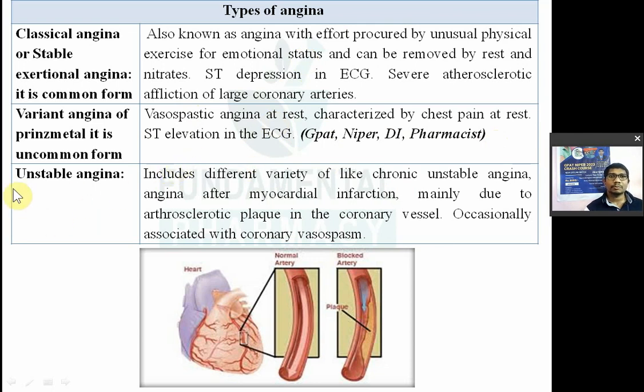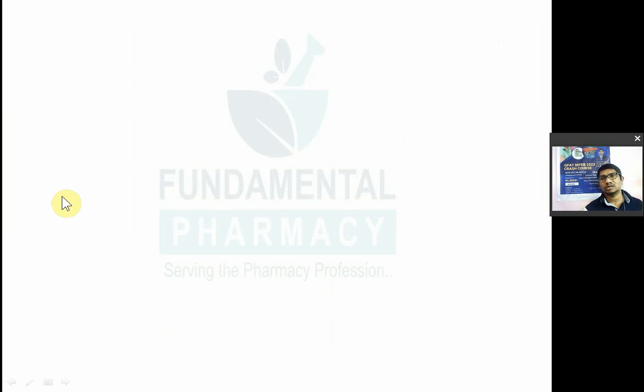Now the third type of angina is nothing but unstable angina. Unstable angina is secondary to some disease. It includes a variety of chronic unstable angina, after myocardial infarction, and it is mainly due to arteriosclerotic plaque in the coronary vessel. Occasionally it can be associated with coronary vasospasm, so that is known as unstable angina. We'll see the drugs used in the treatment of angina.